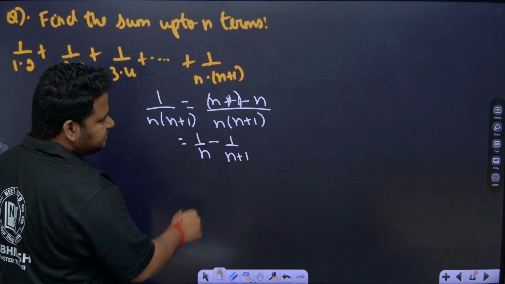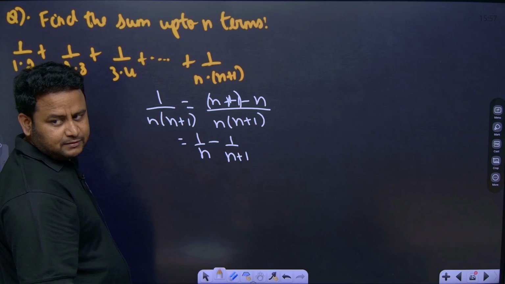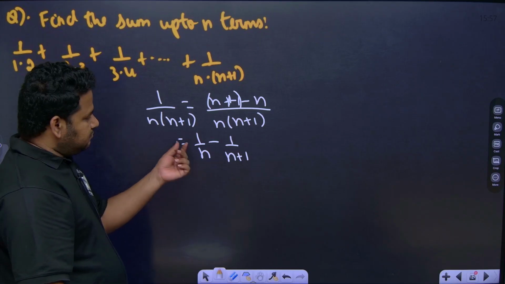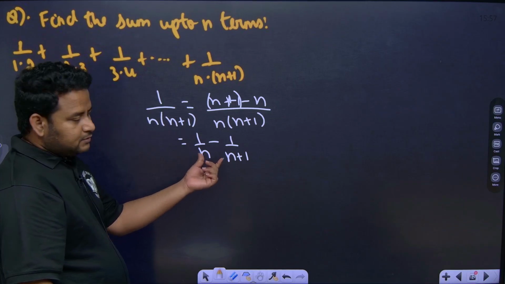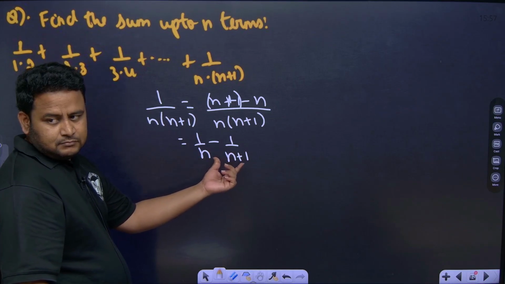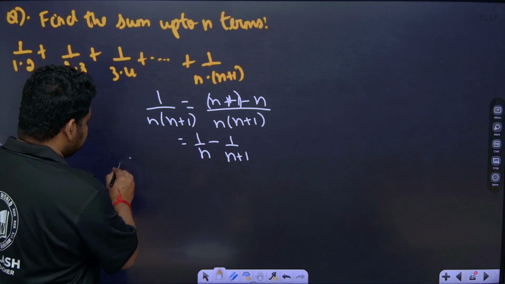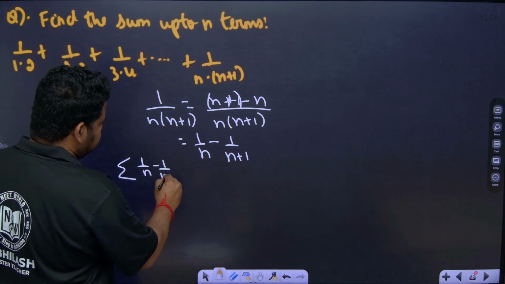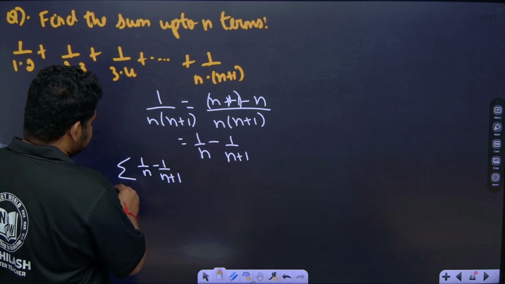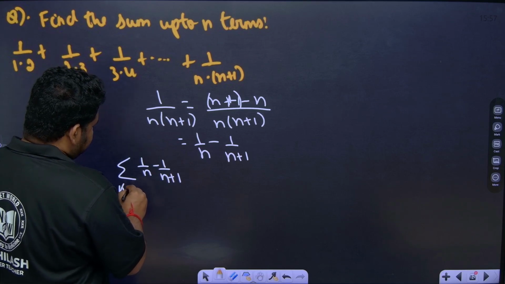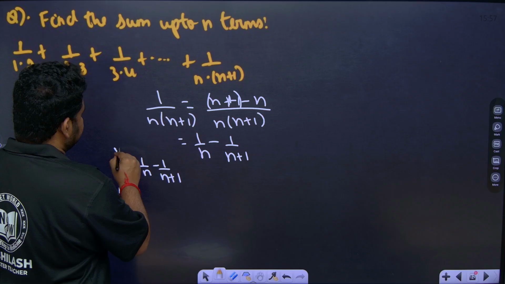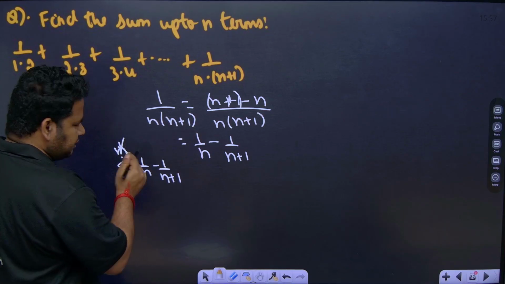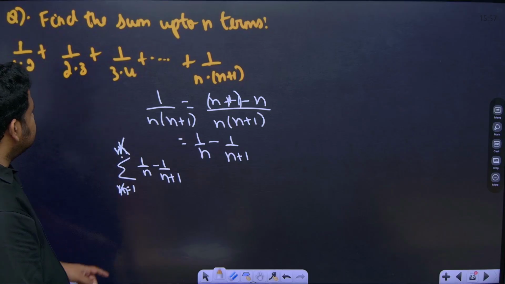Now, out of this, which is bigger? 1 by n or 1 by n plus 1? 1 by n is bigger, because you are dividing by a smaller term, whereas the other you are dividing by a bigger term. Okay. So now, the summation is of 1 by n minus 1 by n plus 1. I will write it as n is equal to 1 to k. So this will be equal to, up to n terms, no?